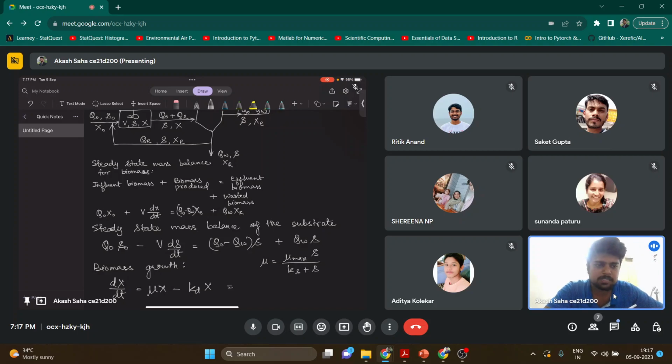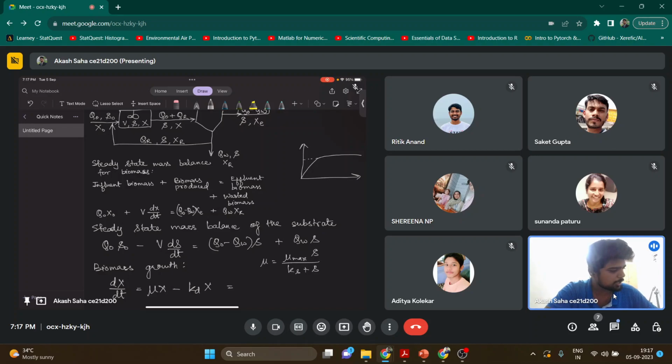So here mu max is the maximum growth rate. S is the substrate concentration. Ks is the half saturation constant. So what is half saturation constant? I will briefly explain. If you see the Monod kinetics graph, it is something like this. So after a specific time, it is reaching saturation.